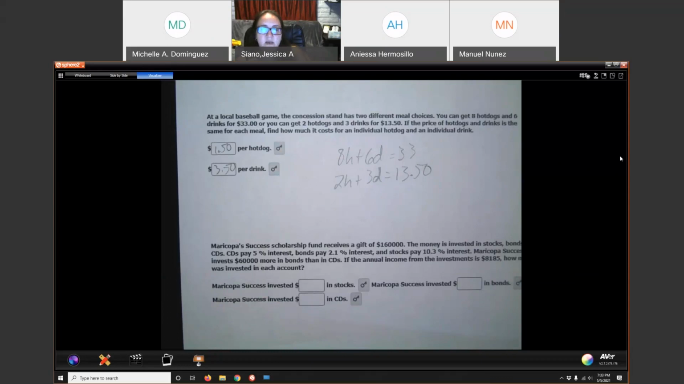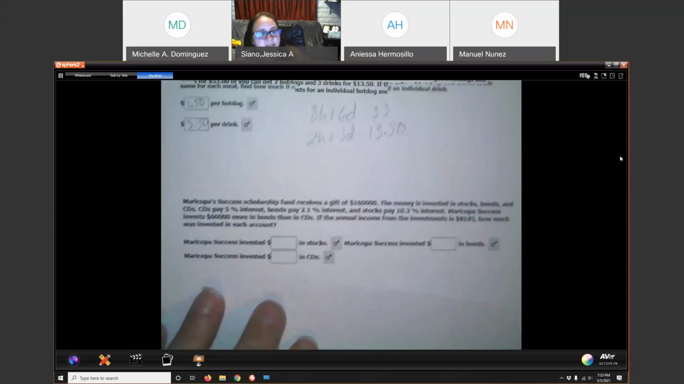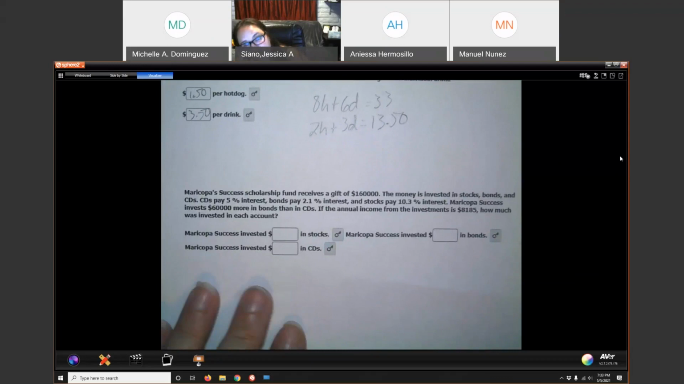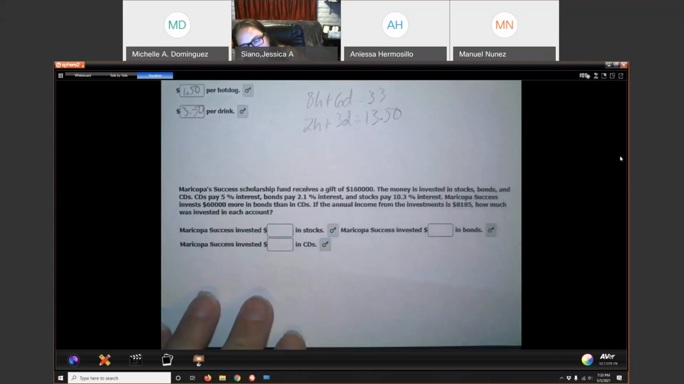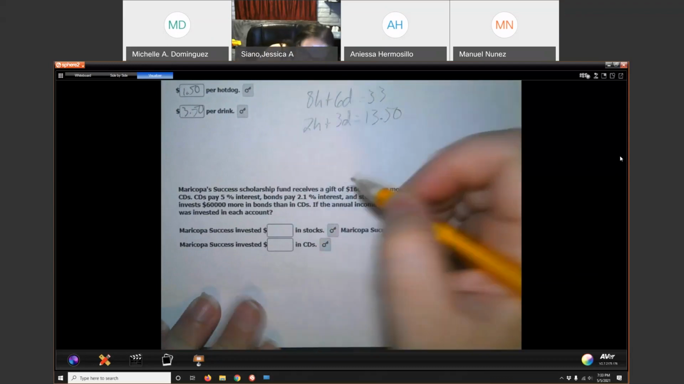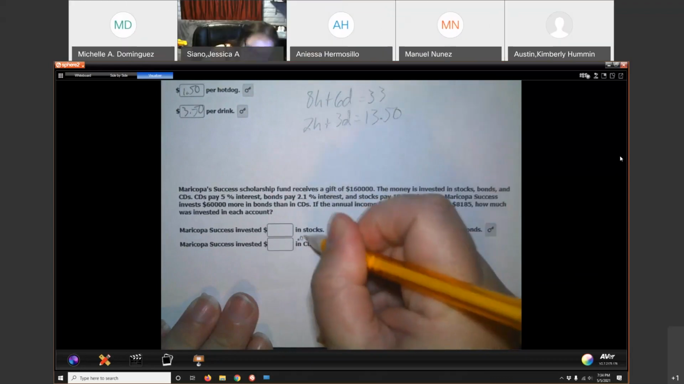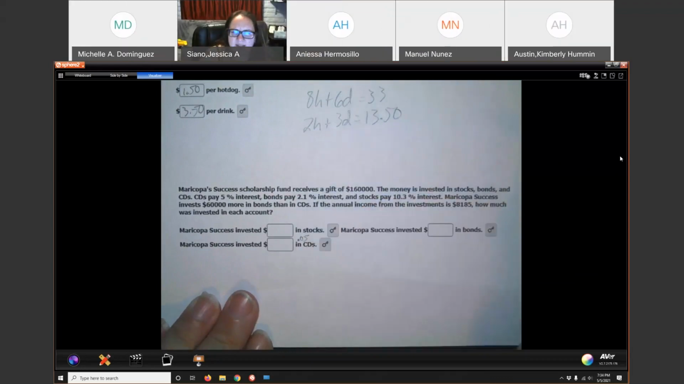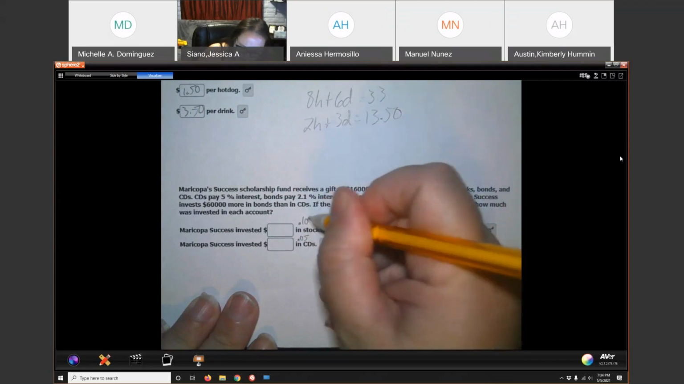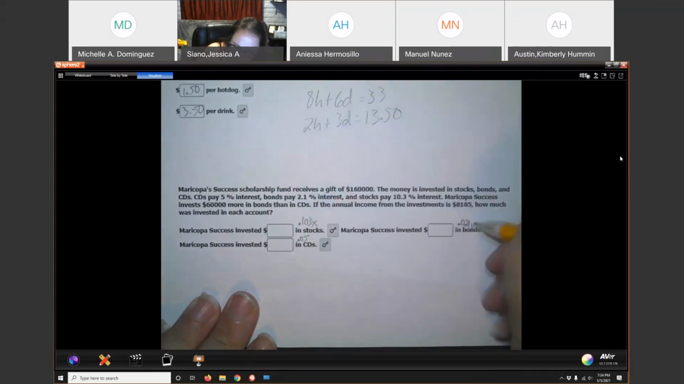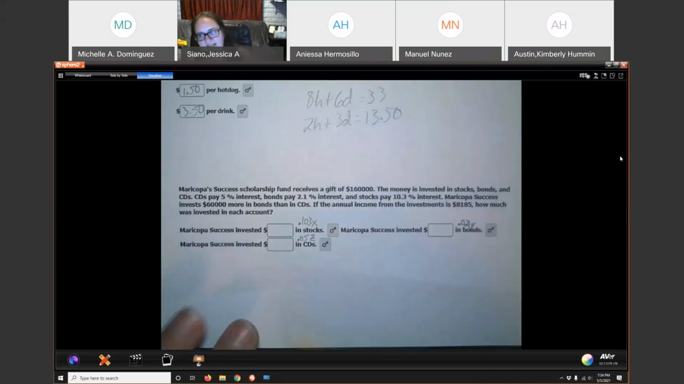Okay. So last but not least, Maricopa's Success Scholarship Fund receives a gift of $160,000. The money is invested in stocks, bonds, and CDs. The CDs pay 5%. So that's 0.05. I'm going to write it there for myself. Bonds pay 2.1%. So that's 0.021. And stocks pay 10.3. So 0.103. I'm going to make stocks X, bonds Y, and CDs Z because that's the order they're asking me for. So that way they'll line up 1, 2, 3.